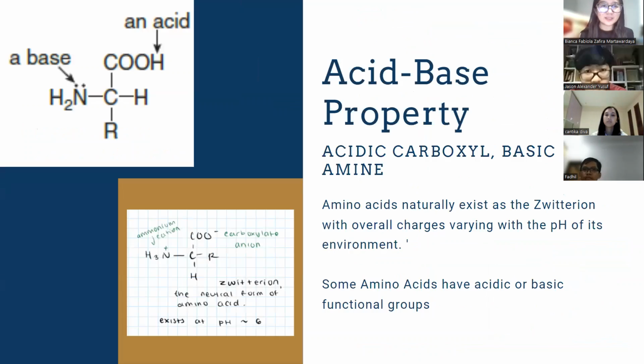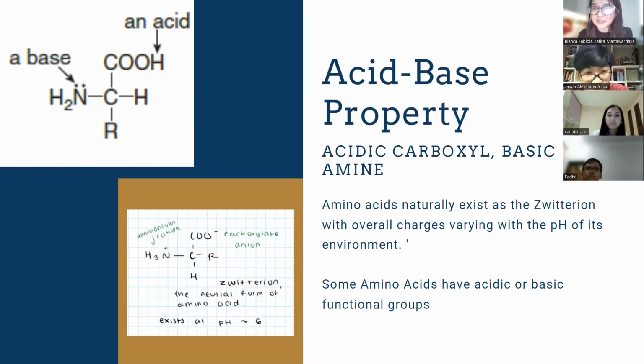Next slide, please. Okay, so let's talk about the acid-base properties of amino acids. We can tell from the name that we have an amine group and a carboxyl group. The carboxyl group has a tendency to be an acid, while the amine group has a tendency to be basic. Quite interestingly, we have naturally occurring forms of amino acids called zwitterions, which only exist at a pH of around 6. While amino acids can have an overall charge depending on the pH, the zwitterion is the neutral form of the amino acid.